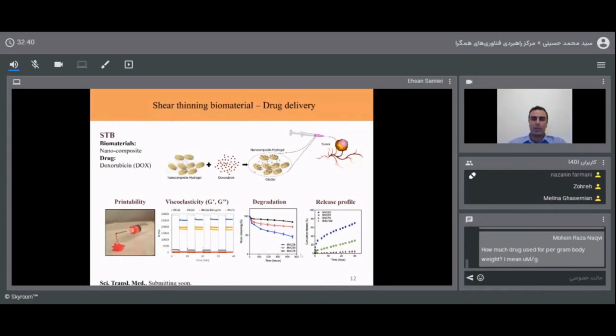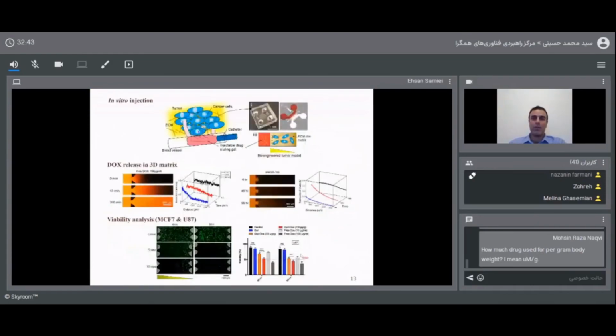Now, how the tumor-on-chip model was used to evaluate this drug. So to recapitulate what happens with the treatment with this shear-thinning biomaterial, we made the tumor compartment in the middle of the device, and then injected the shear-thinning biomaterial in one of the side compartments. We hypothesized that this makes a gradient of drug released into the tumor region.